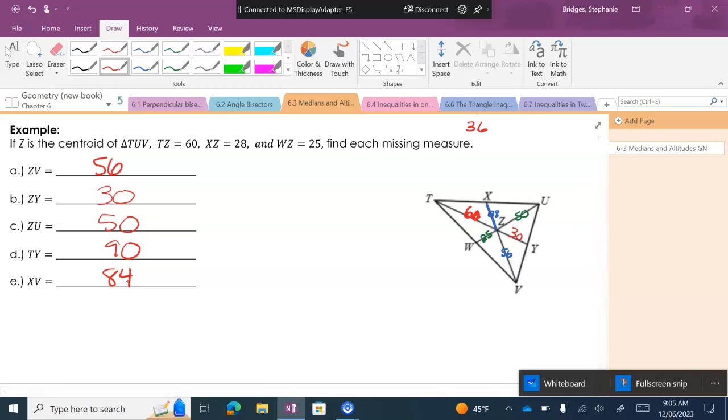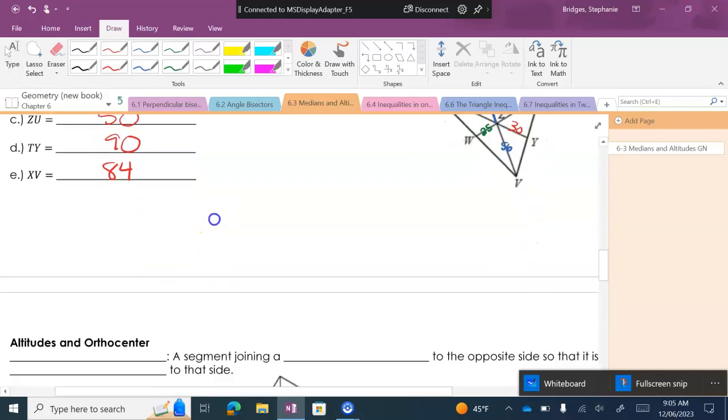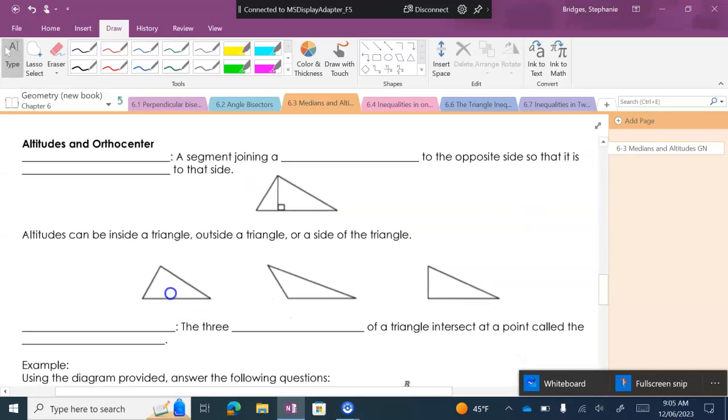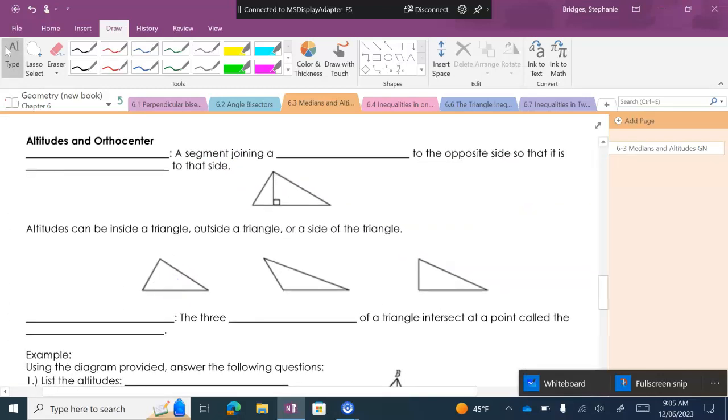Okay, so that's the thing with a centroid. If you're given the whole piece, you divide it by 3 for the little, and then you double it for the big. Okay? If you're given the little, you just double it for the big. If you're given the big, you cut it in half for the little. Is everybody okay with that? All right, let's flip it over. The next segment we are going to talk about is the altitude.